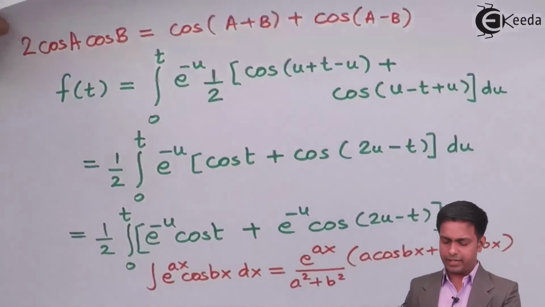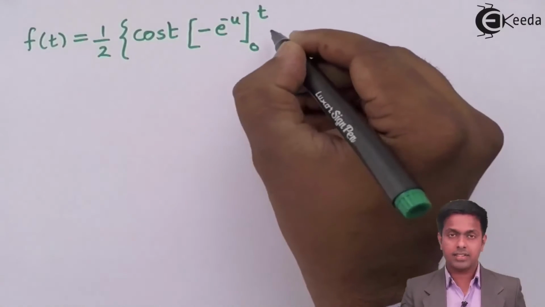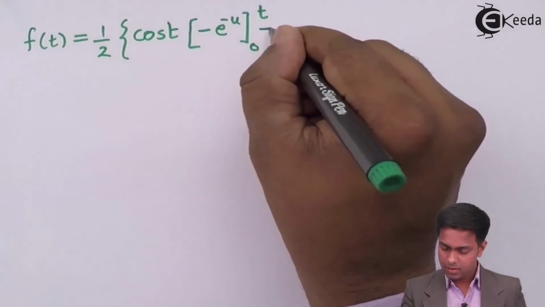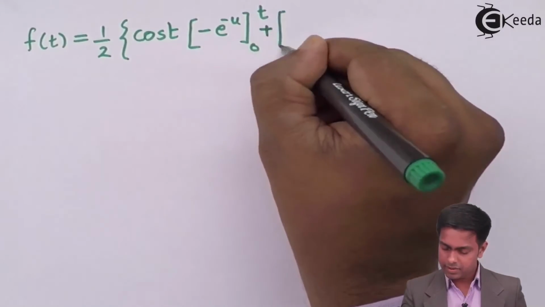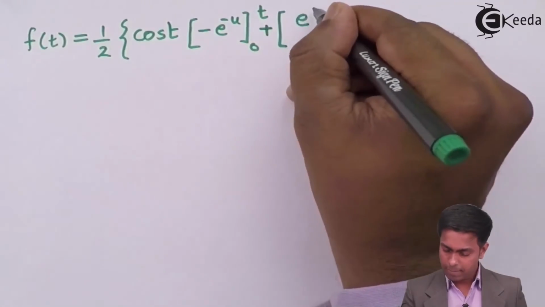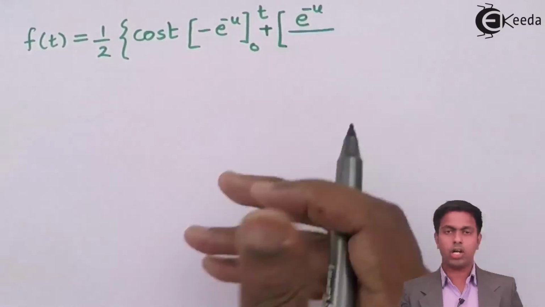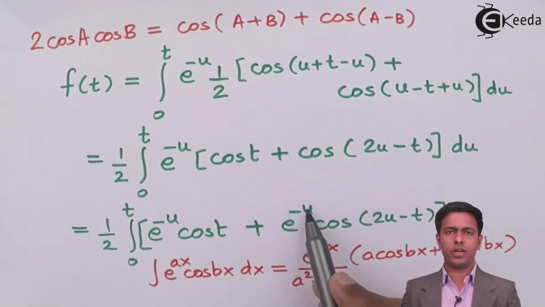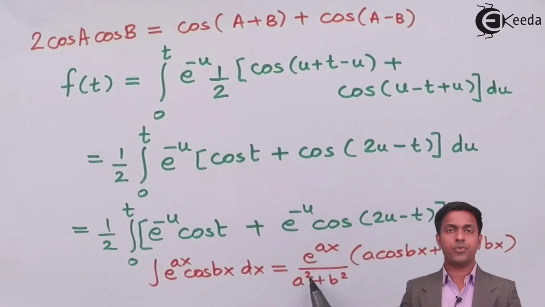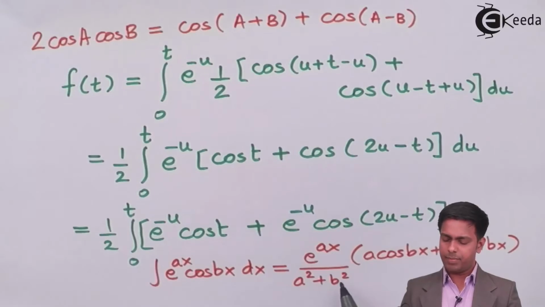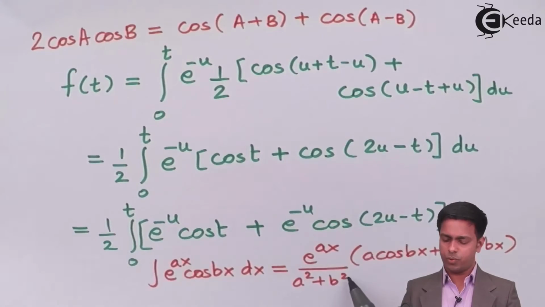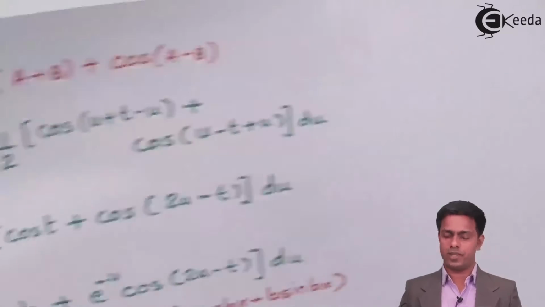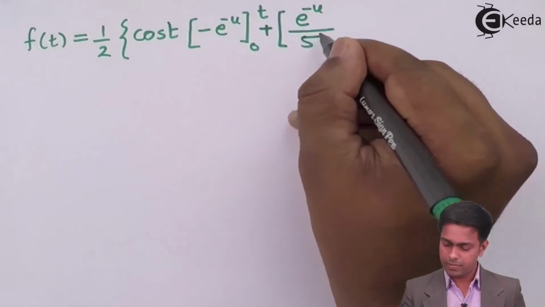So here we'll get the answer as plus, in brackets, e to the power minus u upon a square plus b square. So a is negative 1, so that will be negative 1 square, which is 1, plus b square, that is 2 square, which is 4. So 1 plus 4 is 5. So here I'll write down 5.